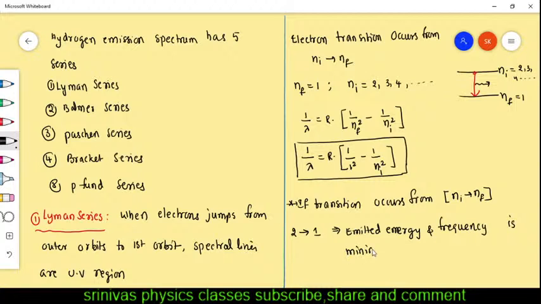Okay, energy is minimum and frequency is also minimum. But the wavelength of emitted radiation is maximum. Wavelength is maximum. Okay, this is the case. Are you getting the points?